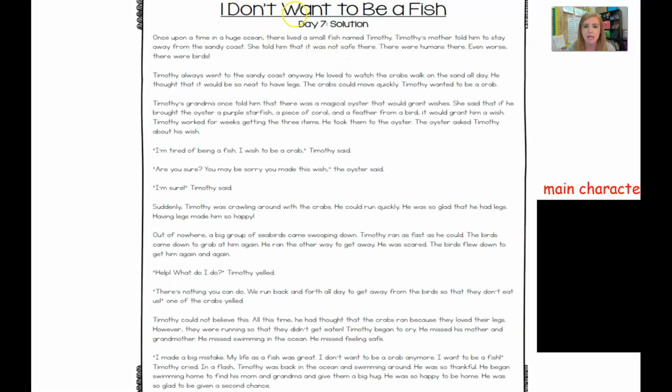So the title is I Don't Want to Be a Fish. Well, Timothy is the one who's telling the story. There lived a small fish named Timothy. So the main character in this story is Timothy. We have other characters like his mother. We have his grandma is mentioned, Timothy's grandma. We have the oyster who he was talking to that granted him the wish. So we have Timothy and then some secondary characters, his mom, his grandma, and the magic oyster.